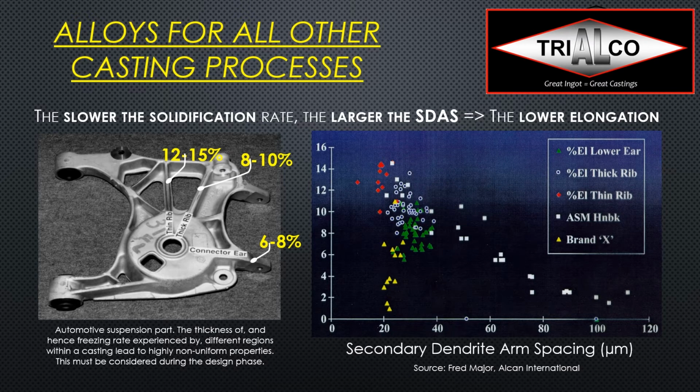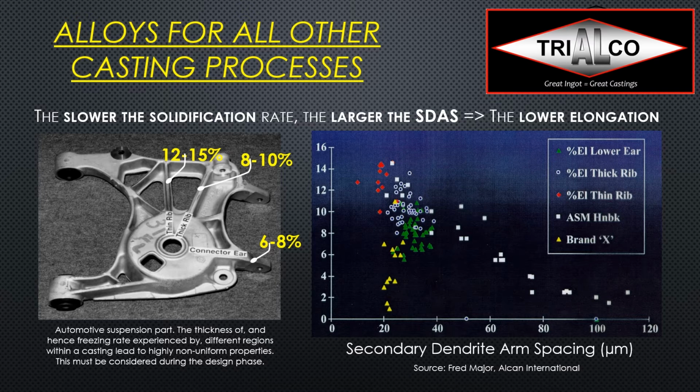So now we're dealing with the slower solidification rate, and that means larger SDAS. That means secondary dendrite arm spacing. So when we solidify metal, usually we are seeing these dendrites, and that comes from the Greek word for tree. It looks like a tree the way it solidifies. So the larger the SDAS, the lower the elongation. So the slower the solidification, the lower the elongation.